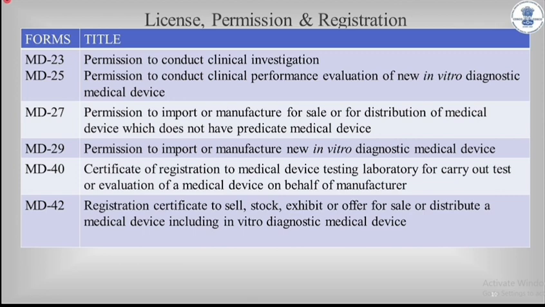Form 42 is a license which I have already mentioned, a registration certificate for selling, stocking, exhibiting, and for sale or distribution of medical devices or IVD.